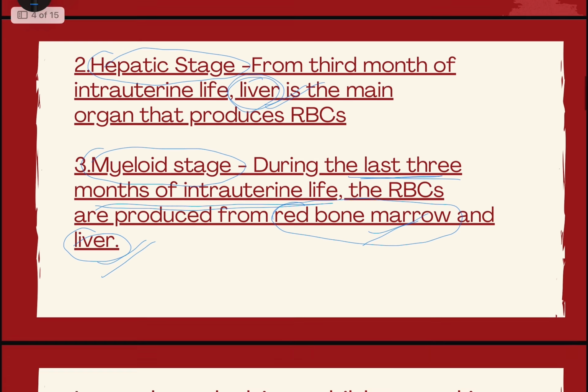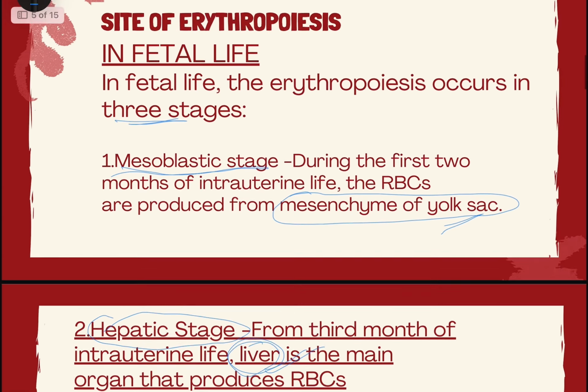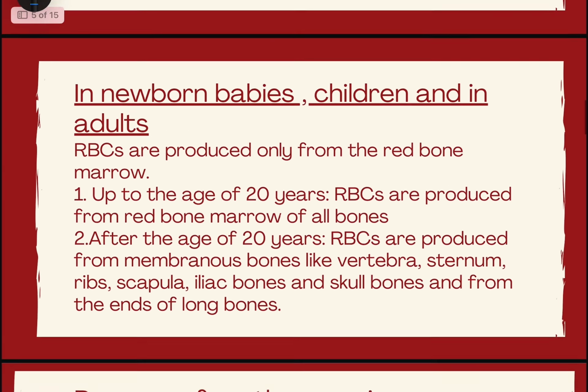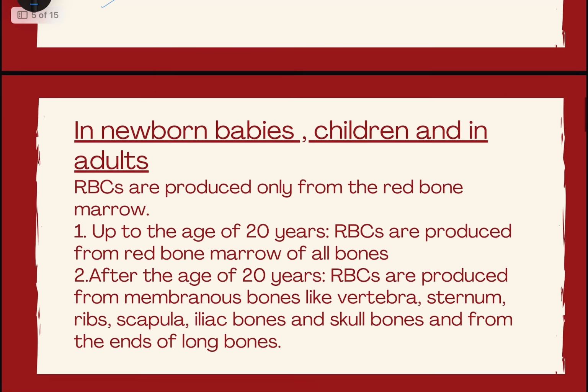Now coming to our second part. We have discussed the site of erythropoiesis in fetal life, and now we will study the site of erythropoiesis in newborn babies, children and adults. Firstly, RBCs are produced from the red bone marrow. We all know that RBCs are generally produced from the red bone marrow, but let's go further into it. Up to the age of 20 years, RBCs are produced from the red marrow of all the bones.